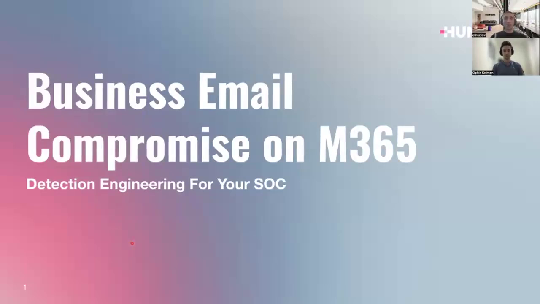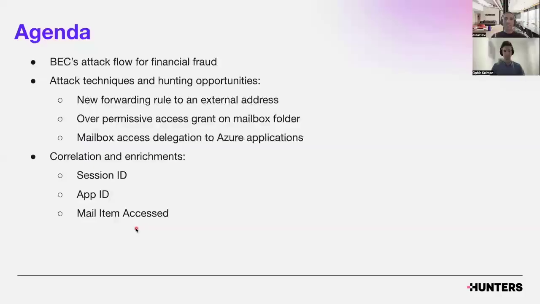In this session, we are going to talk about business email compromise on Microsoft 365 with focus on detection engineering for your SOC. What we are going to cover: the BEC attack flow for financial fraud. We are going to delve into some examples. In addition, we will talk about common attack techniques and ways to identify them: a new forwarding rule to an external address, over permissive access on mailbox folder, mailbox access delegation to Azure applications, and more.